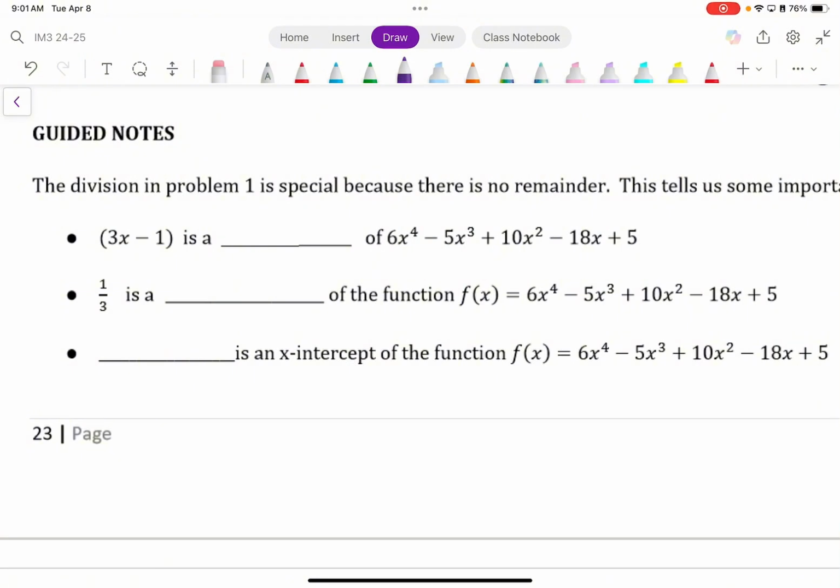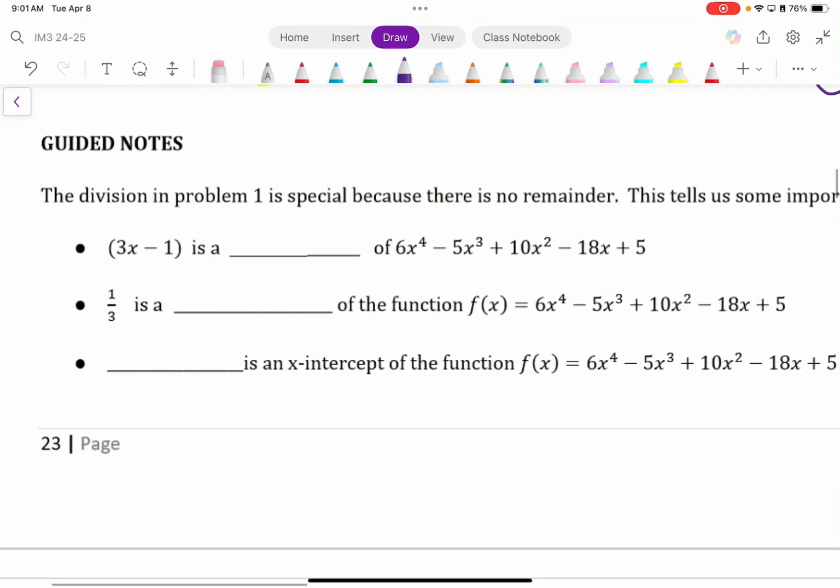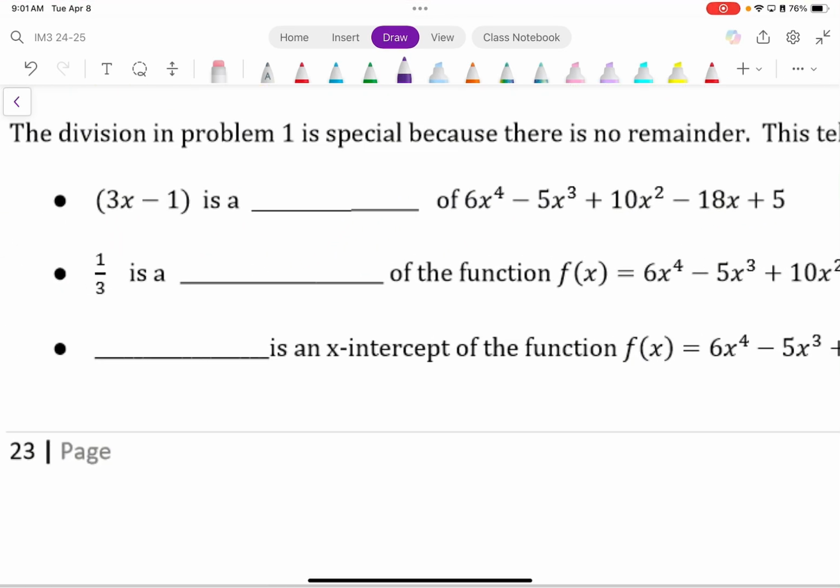The division in problem 1 is special because there is no remainder. This tells us some important things. The first thing that it tells us is that 3x minus 1 is considered a factor. So write this in. 3x minus 1 is considered a factor of the function 6x to the fourth minus 5x to the third plus 10x squared minus 18x plus 5.